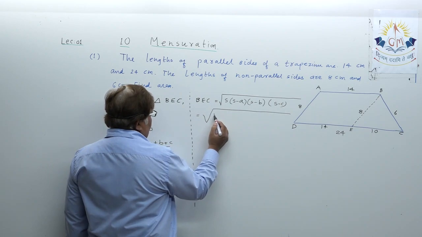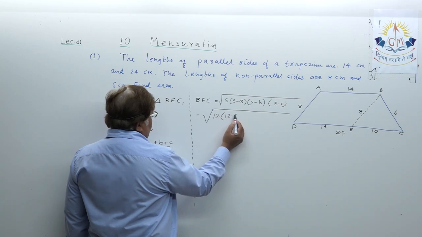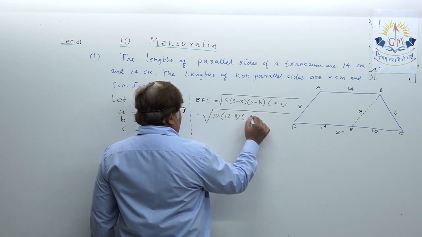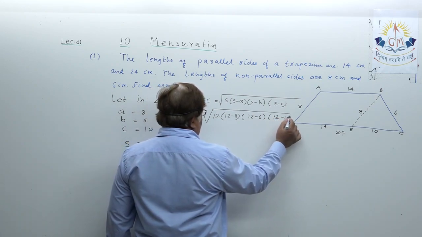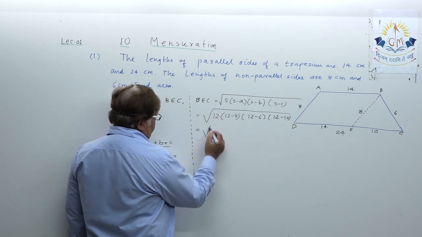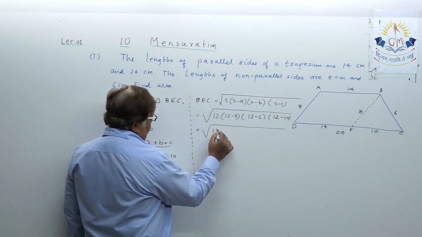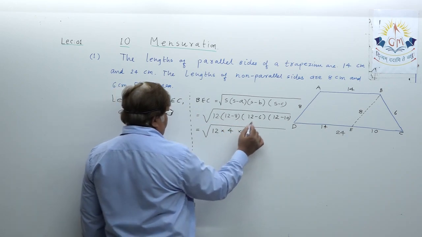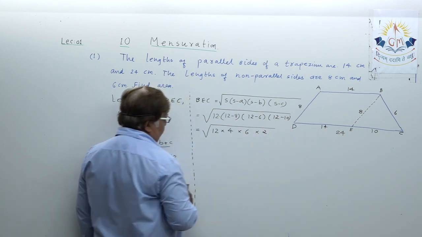That is 12 minus 8, 12 minus 6, 12 minus 10. Okay. Next step, as you all know dear student, 12 minus 8 that is 4, 12 minus 6 is 6, 12 minus 10 is 2. Okay.